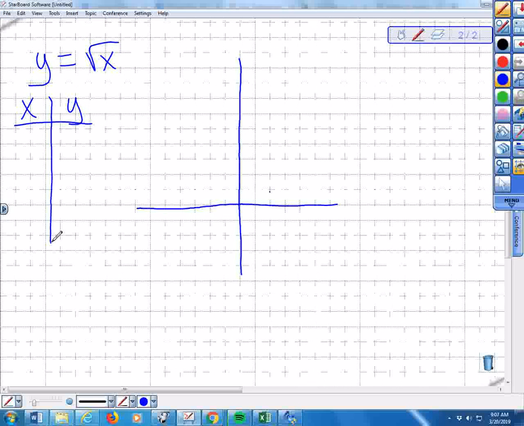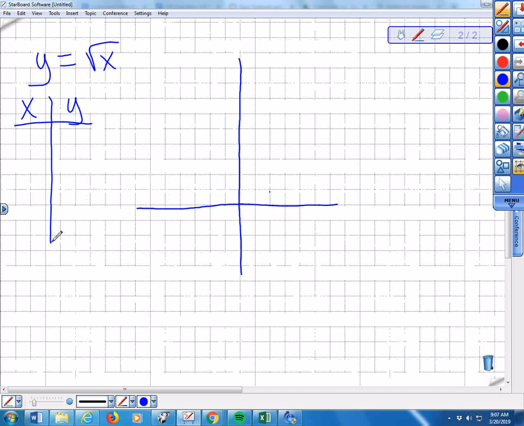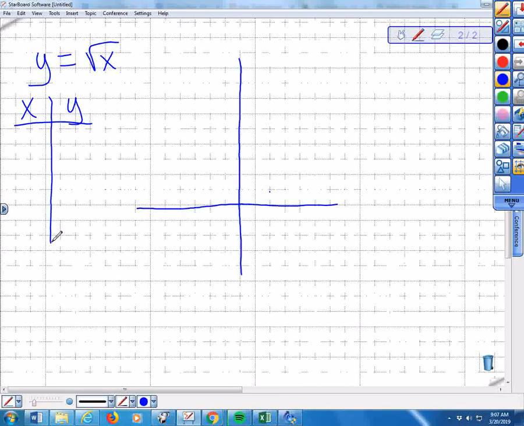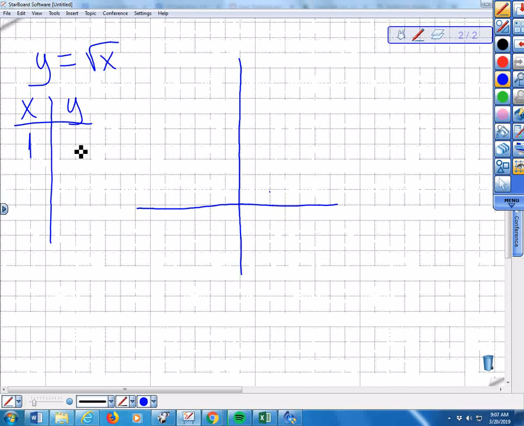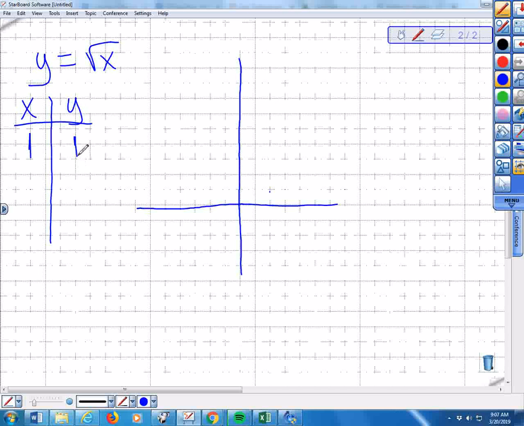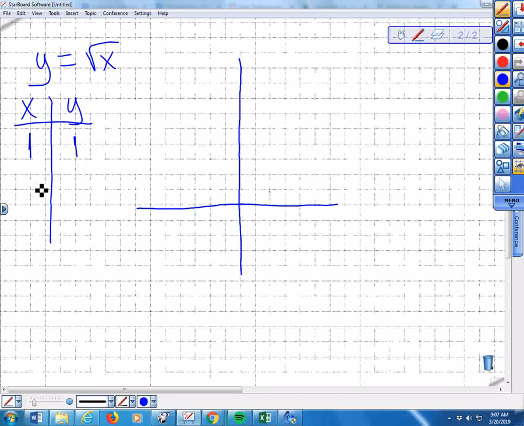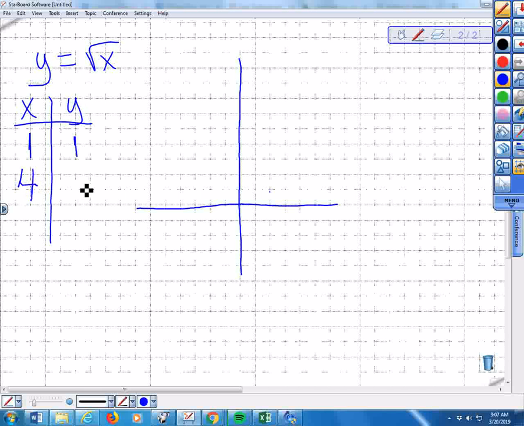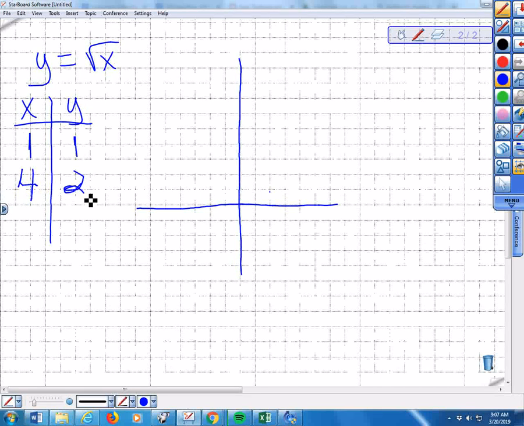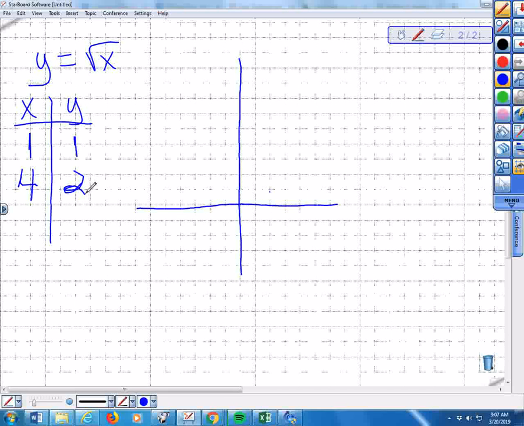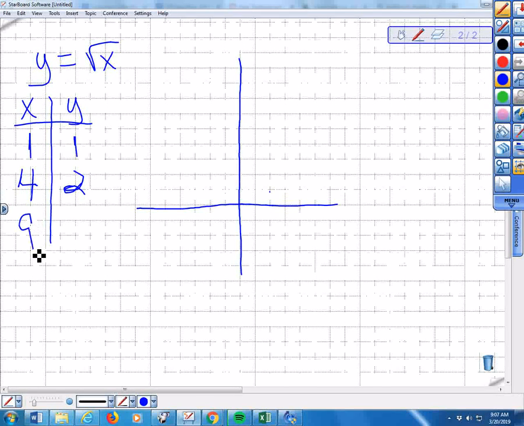If I just use perfect squares, is 1 a perfect square? Yes. So if I make x 1, the square root of 1 is 1. What's the next perfect square? 4. So if I make x 4, y is then 2. Next one, 9. Yep, x is 9, y is 3.